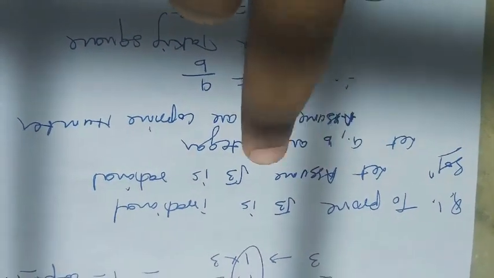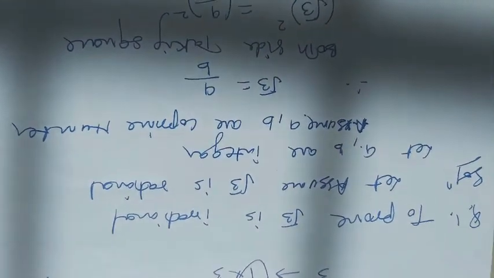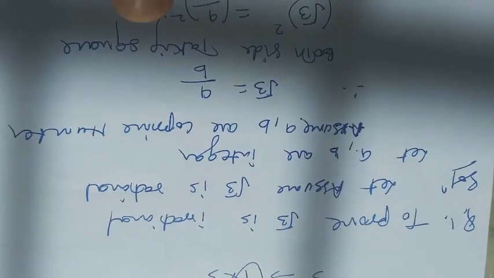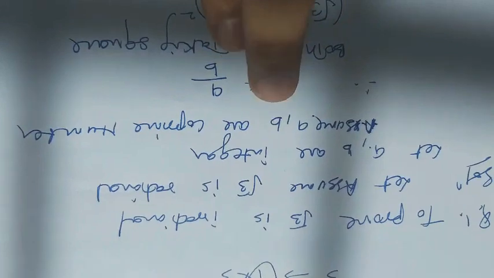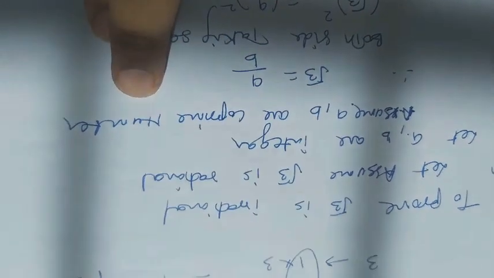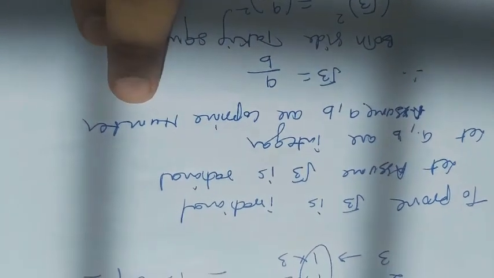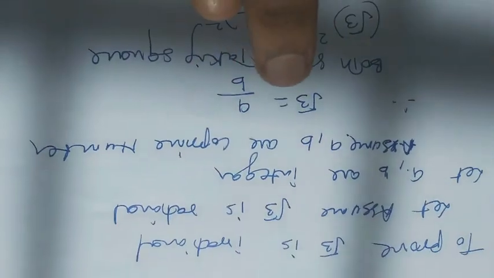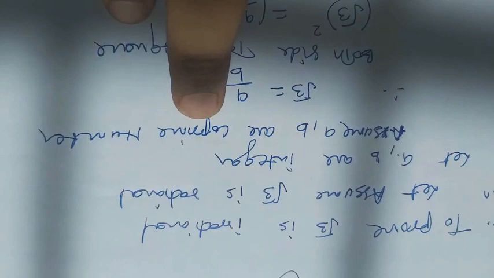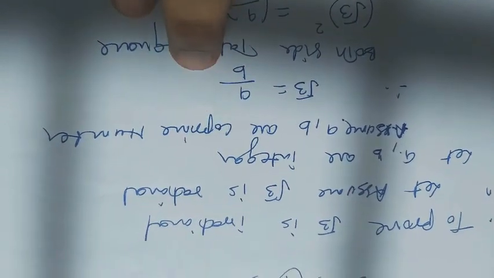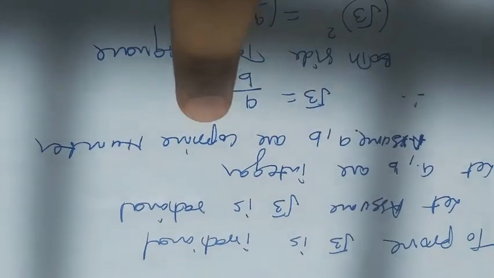First, let us assume that root 3 is rational. You have to assume that root 3 is a rational number. So let a and b be integers. You have to take a and b as integers, and these integers are co-prime. So assuming a and b are co-prime, you can write root 3, a rational number of the form p by q, as a by b. So root 3 equals a by b.